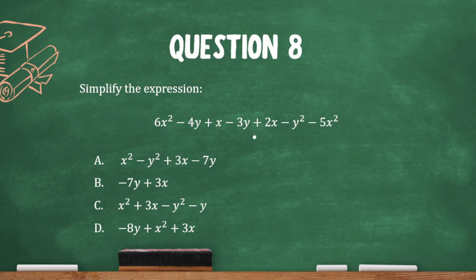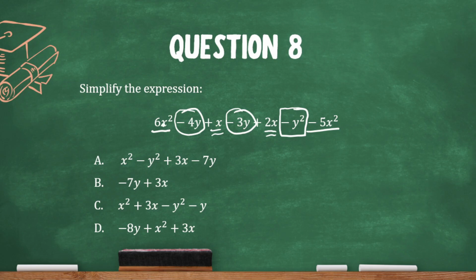Okay, we've got a lot of terms here. Here's where our underlines can really come in handy. We've got an x squared term and an x squared term here. Now we've only got one y squared term. Then we've got two y terms, and then two x terms.